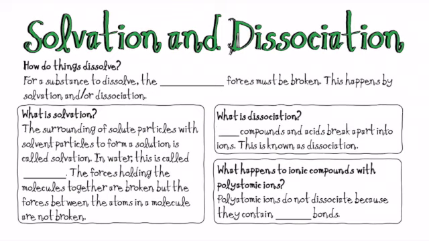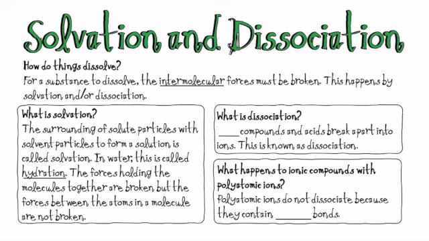Solvation and dissociation. How do things dissolve? For a substance to dissolve, the intermolecular forces must be broken. This happens by solvation or dissociation. What is solvation? The surrounding of solute particles with solvent particles to form a solution is called solvation. In water, this is called hydration. The forces holding the molecules together are broken, but the forces between the atoms in a molecule are not broken.